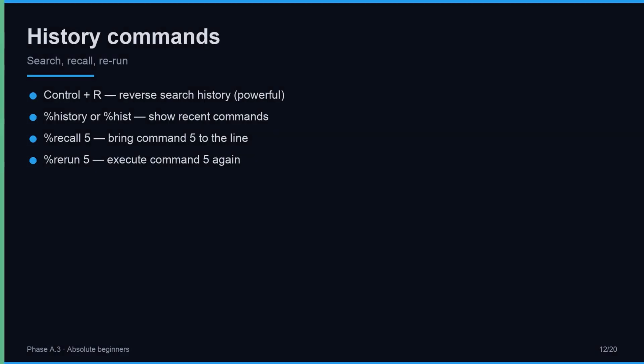Ctrl+R starts reverse search through history, type to filter, very powerful. %history or %hist shows recent commands. %recall 5 brings command 5 back to edit. %rerun 5 executes command 5 again. Up and down arrows also browse history.